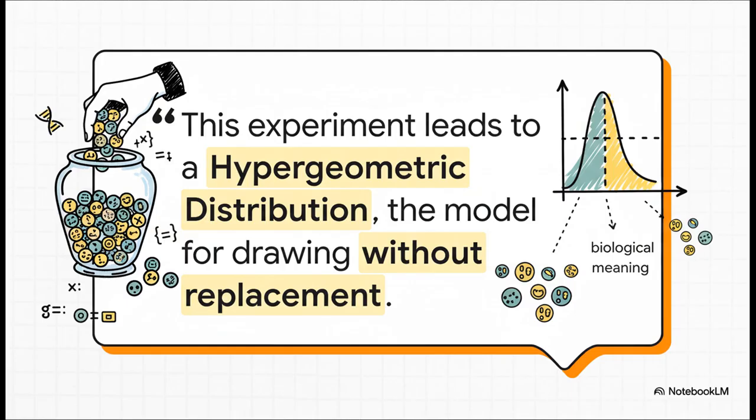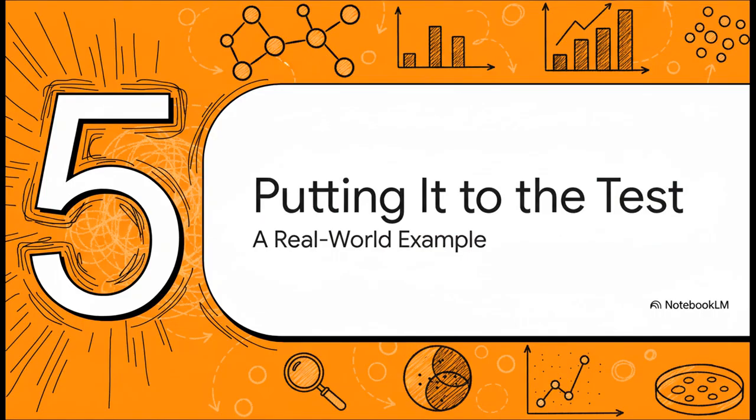This whole drawing balls from an urn problem is modeled by something called the Hypergeometric distribution. It's just the precise statistical tool for calculating these kinds of probabilities. All right, enough theory. Let's see how this whole thing works with some actual numbers from a real study. I think this is where the concept is really going to click and become crystal clear.